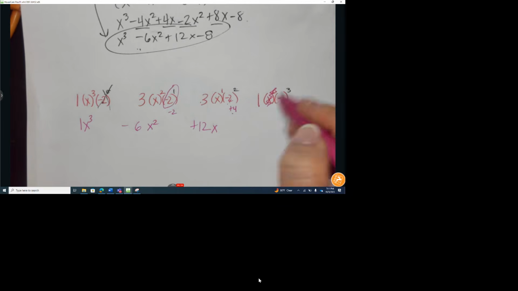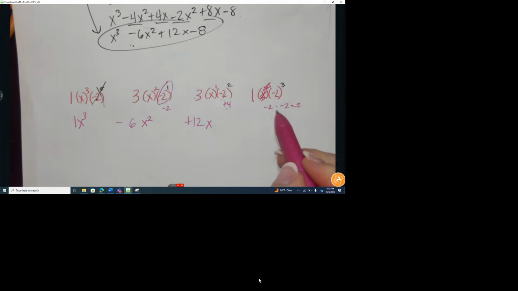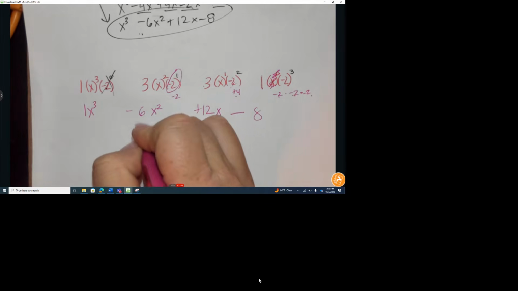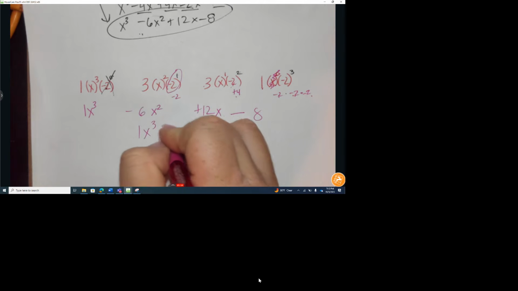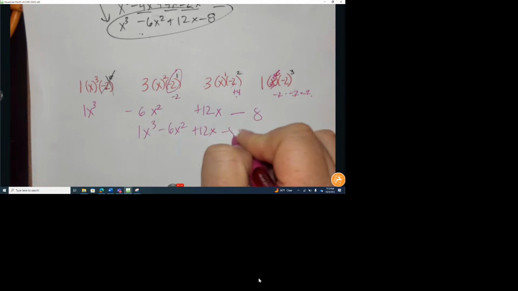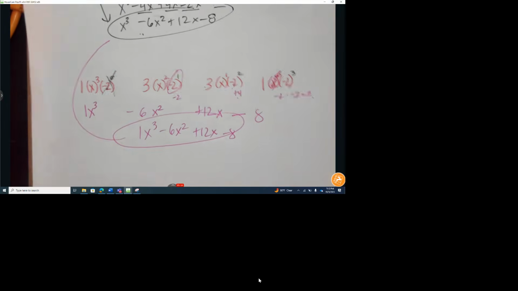Anything to the 0 power is 1. 1 times 1. Now negative 2 times itself 3 times. So negative 2 times negative 2 times negative 2. There is an odd number of negatives, so this final answer is negative, and 2 to the third power is 2 times 2 times 2, which is 8. So 1x to the third minus 6x squared plus 12x minus 8. That's exactly what we got up above.